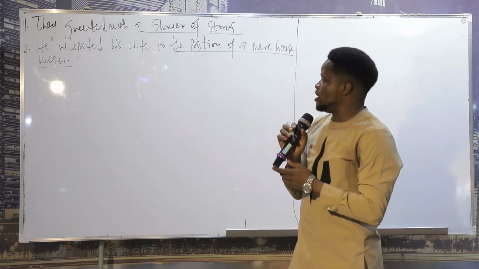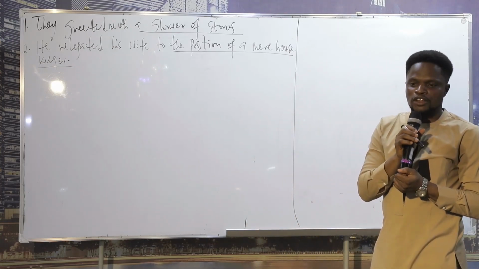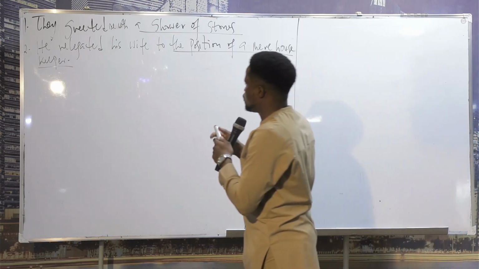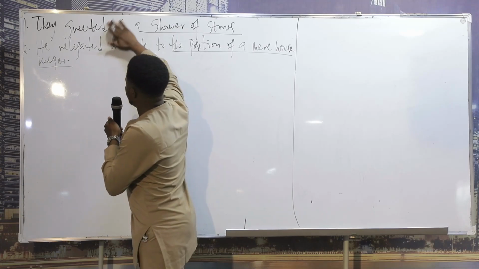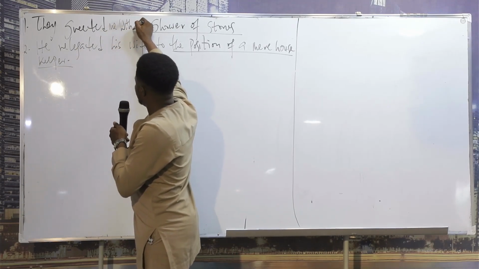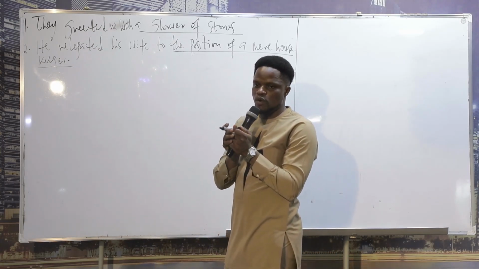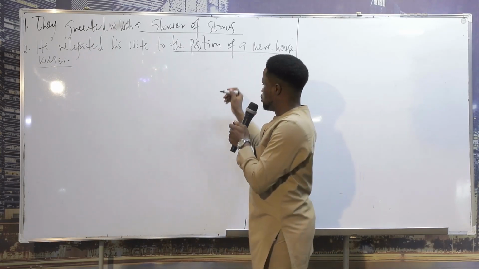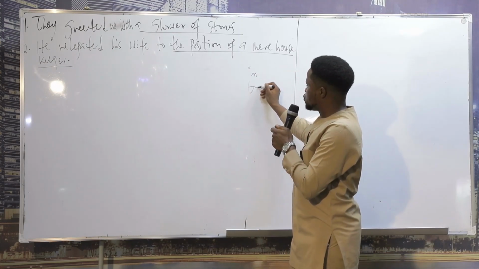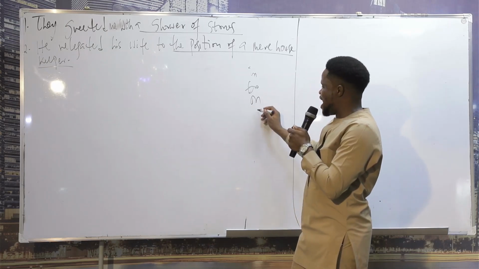Okay. Now, remaining one function for us to go. Now, we are looking at object of a preposition. When it comes to object of a preposition, if you look at here now, they greeted me with a shower of stones. Before the underline, we have a preposition. Prepositions such as in, to, on, inside, beside, at, and so on.